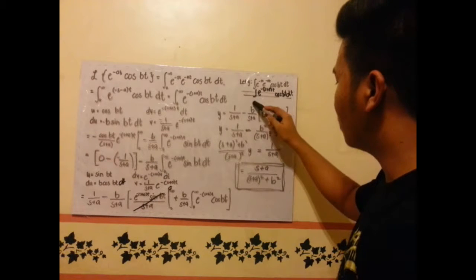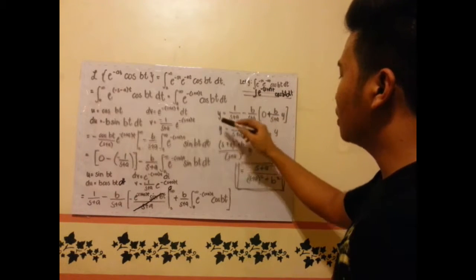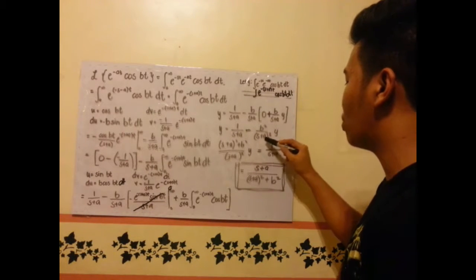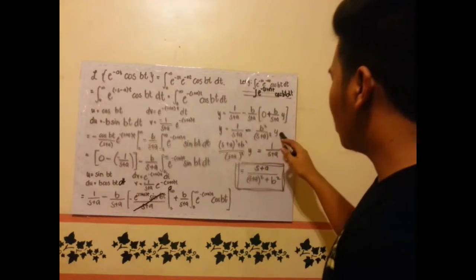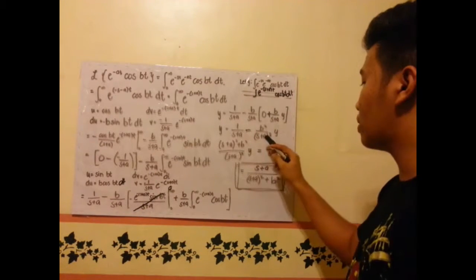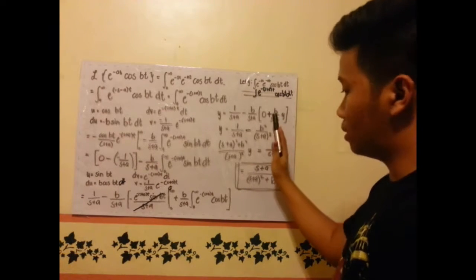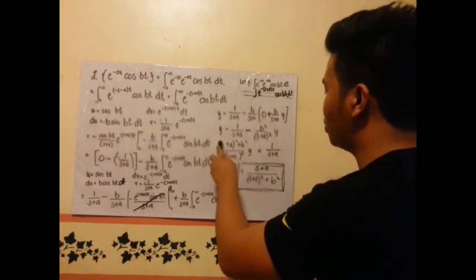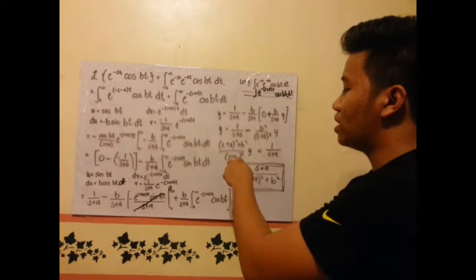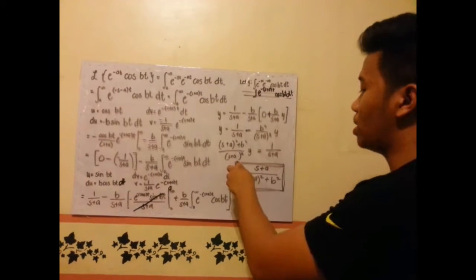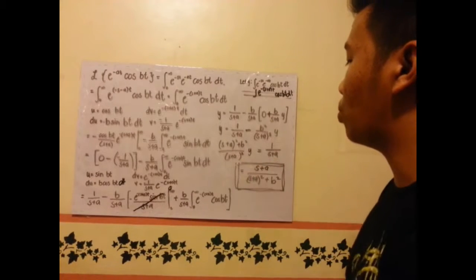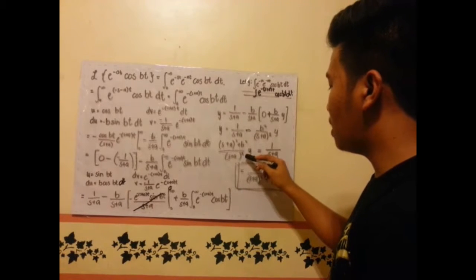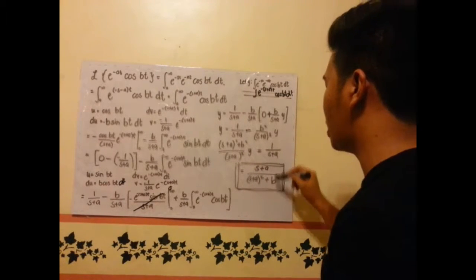By distributing this b over s plus a, we come up with y equal to 1 over s plus a minus b squared over s plus a squared multiplied by y. We're going to transpose the negative b squared over s plus a squared y to the left side. Then we find the LCD, or least common denominator, which is s plus a squared. So we come up with s plus a squared plus b squared over s plus a squared, times y, equal to 1 over s plus a.